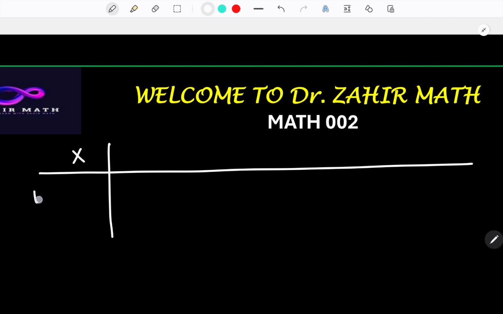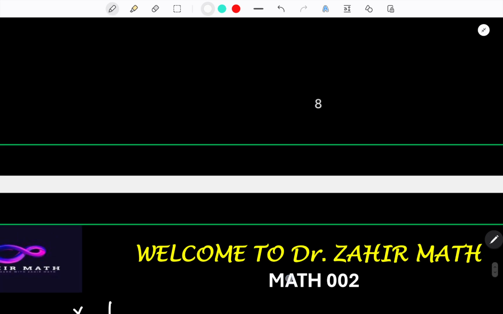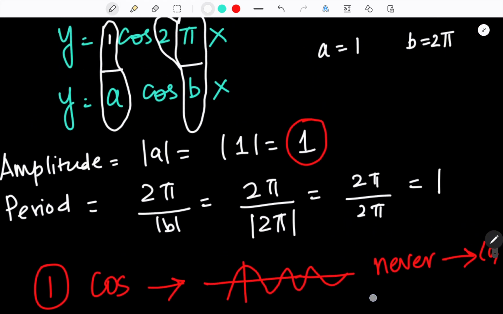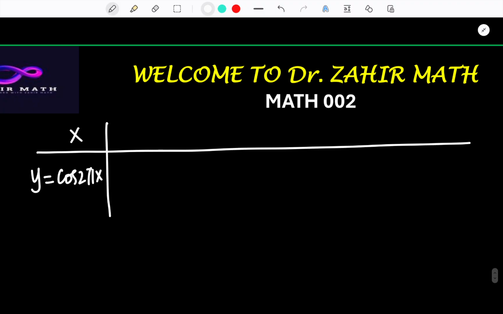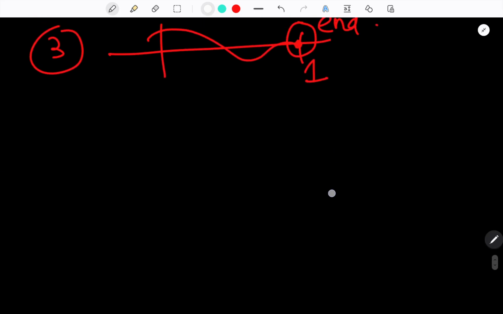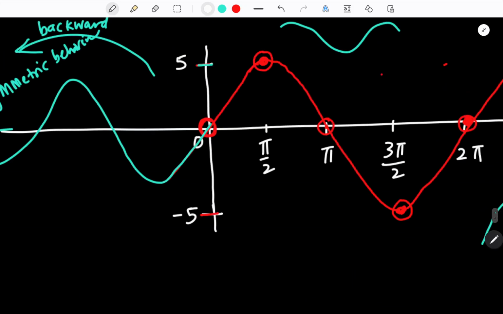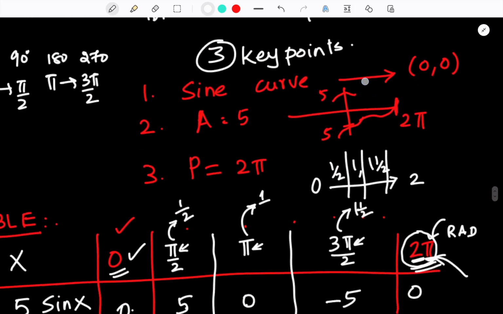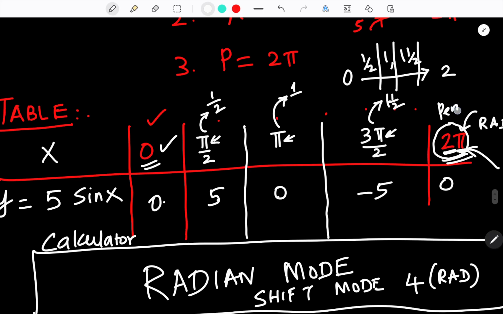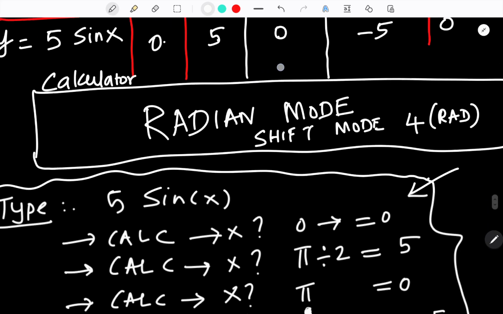So x, and y equals cosine 2 pi x. Am I right? Cosine 2 pi x? Yes, correct. Now, let's start. What is your answer here? 1, and it should be 0. How did I get 1? This 1 is your period. Again, I'm telling you, period. In the previous sketch also, I will write how I have taken this 2 pi. It is the period.